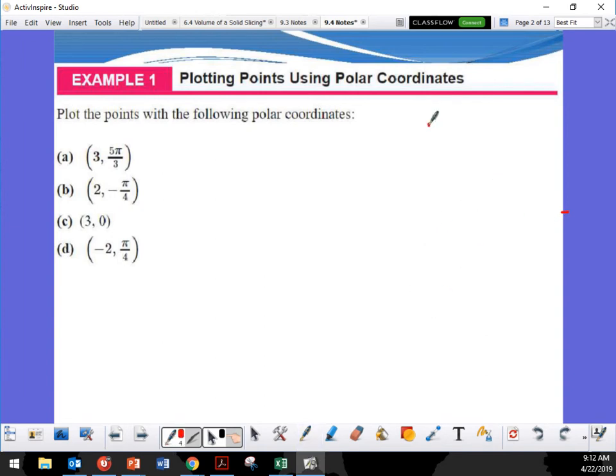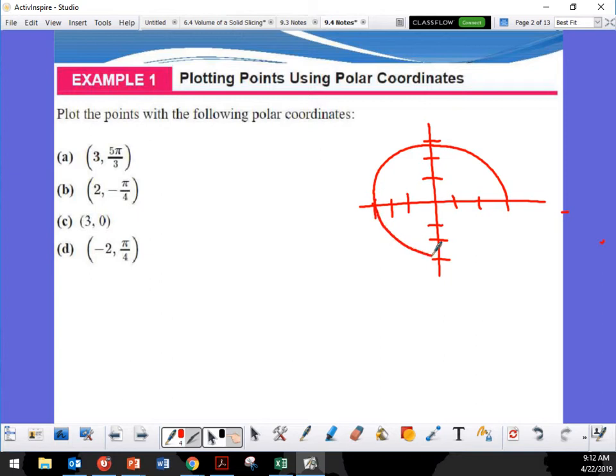All right, so 5 pi over 3 is, so 1, 2, 3. Let me see. There. 5 pi over 3 should be right about here. So my radius of the circle is going to be 3, so it's going to go around 3, and then my angle that it's going to travel goes from here to here, all around. That's my 5 pi over 3.